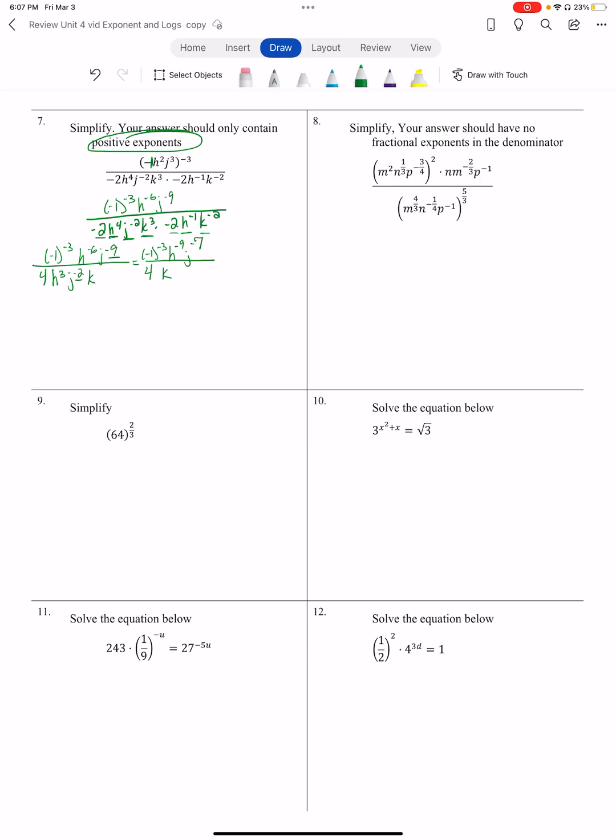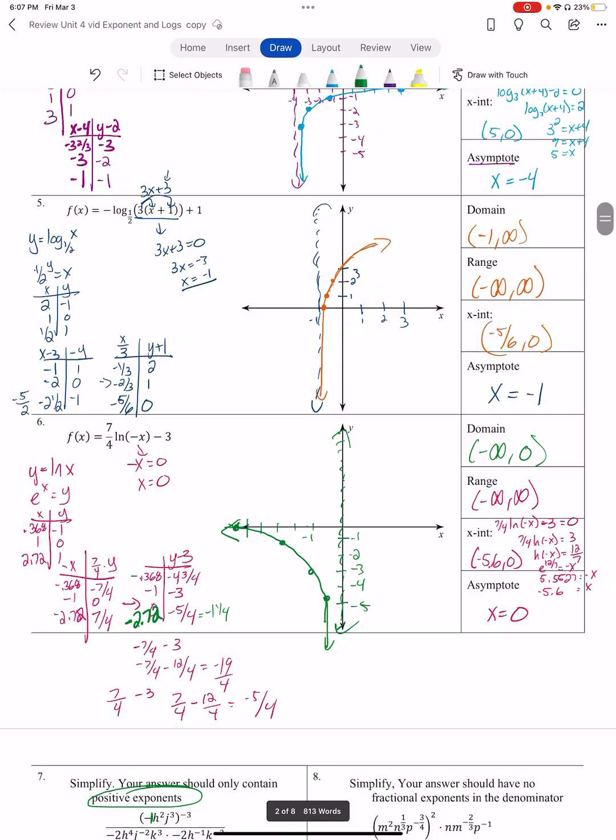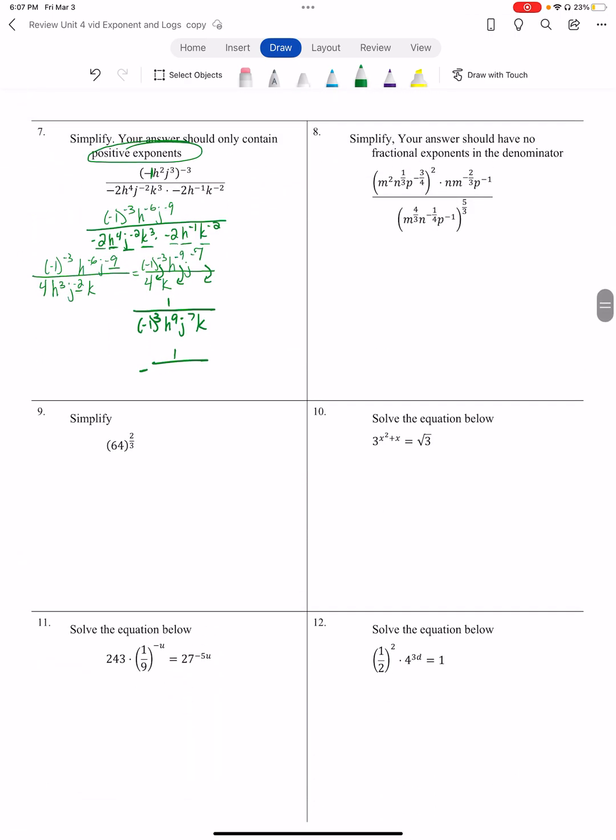Now it said it should only have positive exponents. So to move my exponents, I have to actually move everything. Everything comes down. So this ends up being, there's only 1 on top, -1 to the now positive 3rd, h to the +9, j to the +7, and k. Now -1 to the -3rd is -1. So this is going to just be negative. Oh, and I dropped my 4. Don't drop the 4. Sorry, 4 should be here. So this is -4, h to the 9th, j to the 7th, k. And that's going to be your final answer.